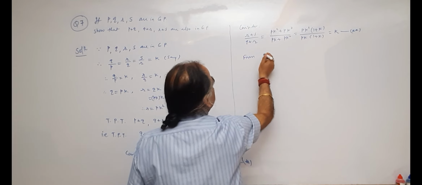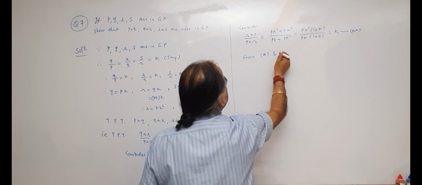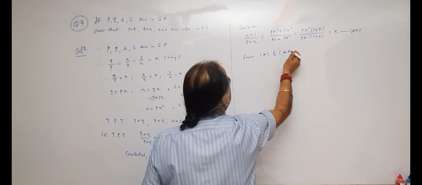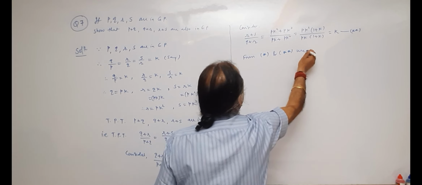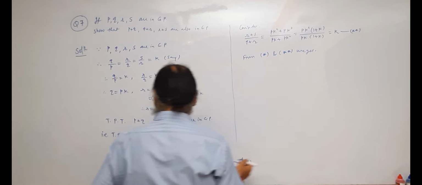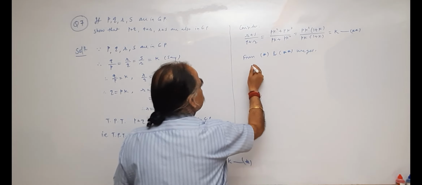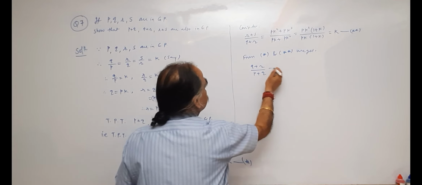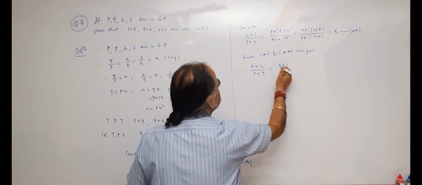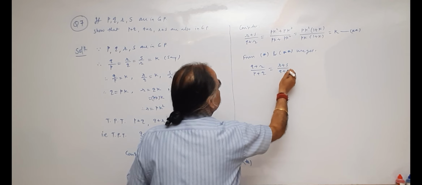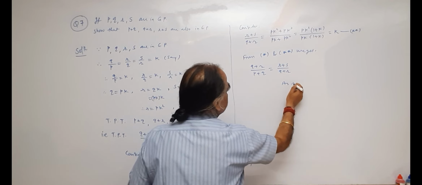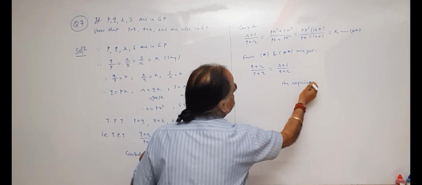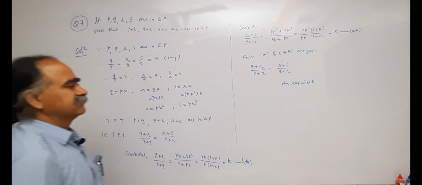From star and double star we get (Q plus R) upon (P plus Q) is equal to (R plus S) upon, as required. Finally, we have to prove this.